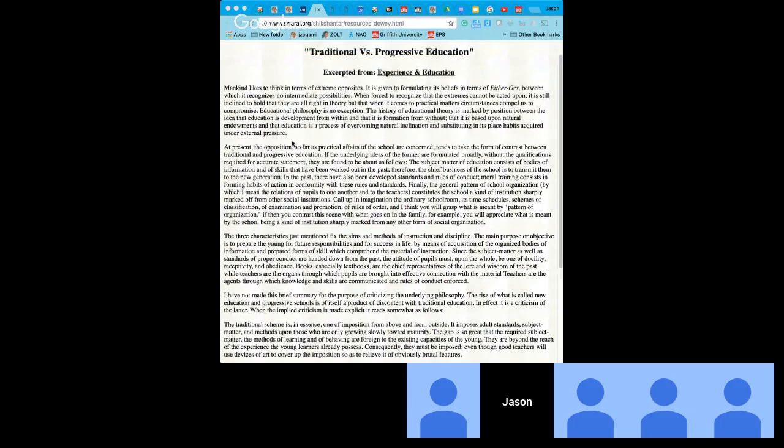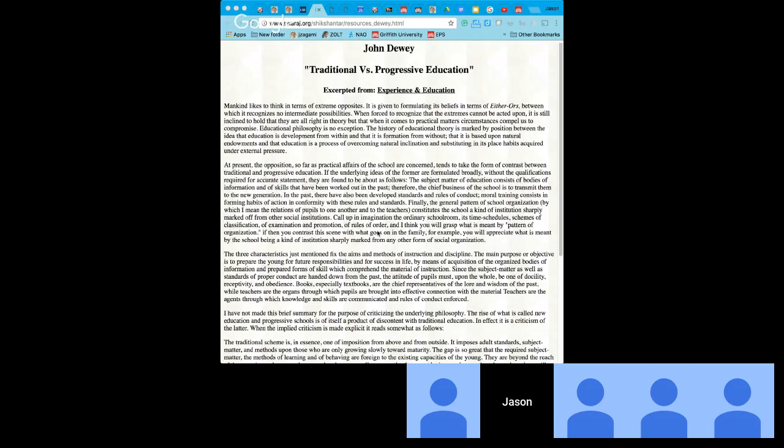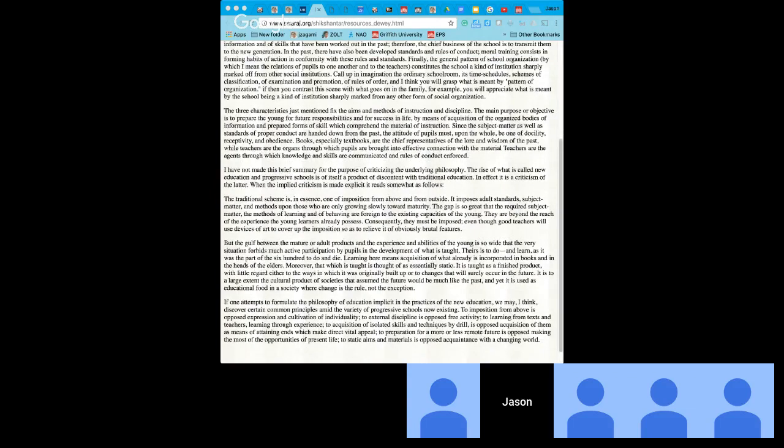Okay, so Dewey, who really did frame the progressive movement, also makes a discussion around traditional versus progressive, particularly in defense of progressive education. So there's that document there that's fairly short, but you can have a look at. And it really focuses in on some of the philosophy of what you're trying to encompass.